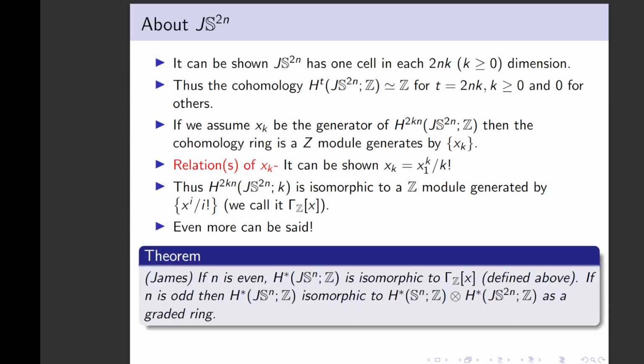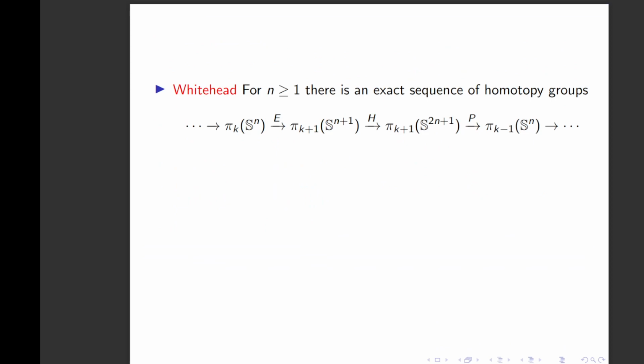So here is the result. This is proved by James: this cohomology ring for JSn is isomorphic to Gamma Z x as defined here. This is for n even, and for n odd, this is isomorphic to this space. Now this construction, here is something I will just state, I won't prove anything here.